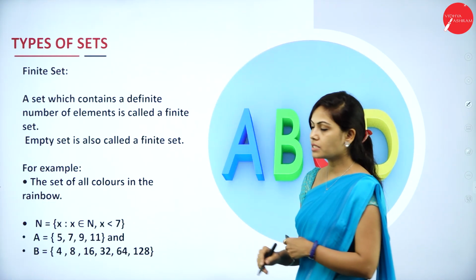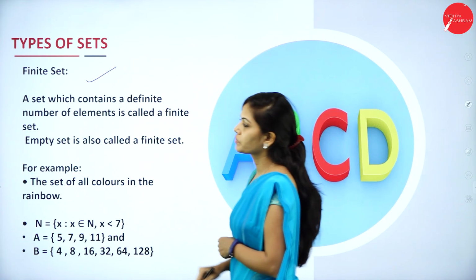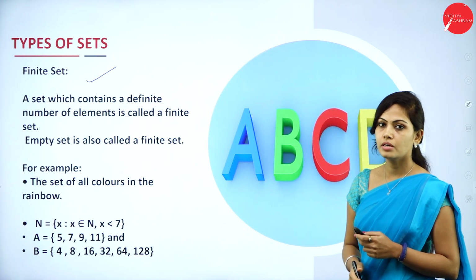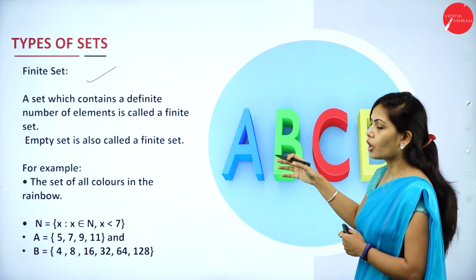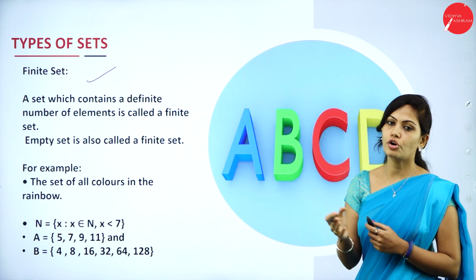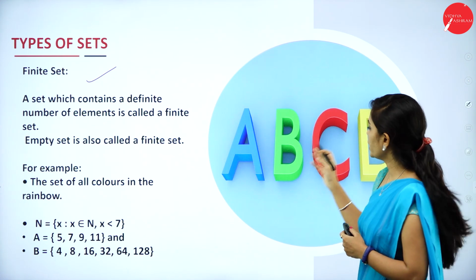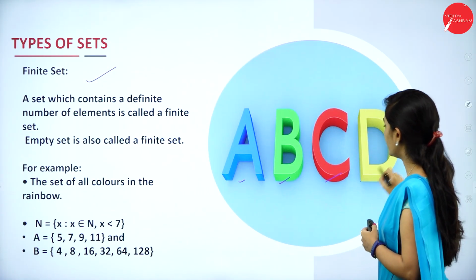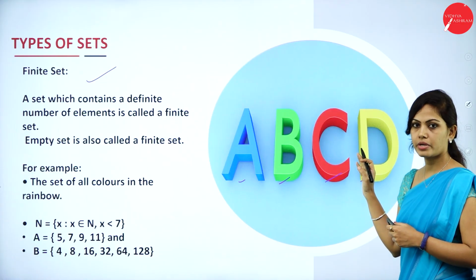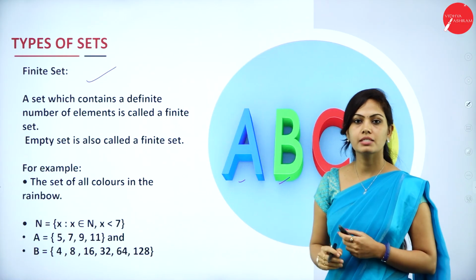And the next type is finite set. What is this finite set? We have a number of elements in a set. If you are able to count the set elements, that is called a finite set. Here I have a set, and I can count these elements A, B, C, D, right? So this is a finite set.